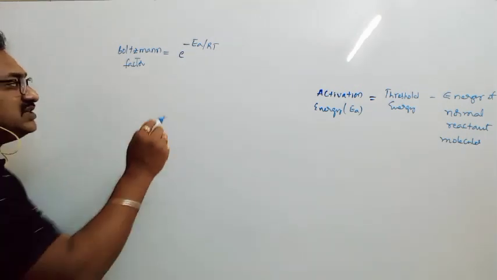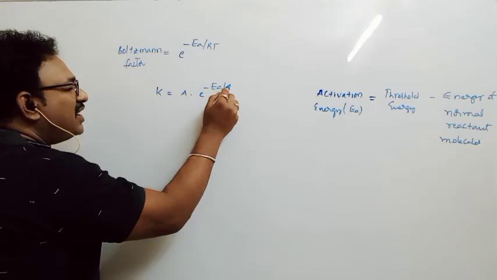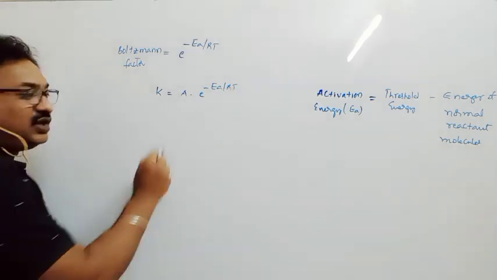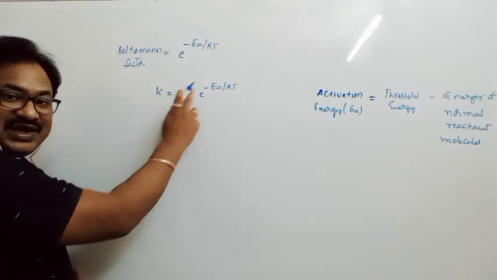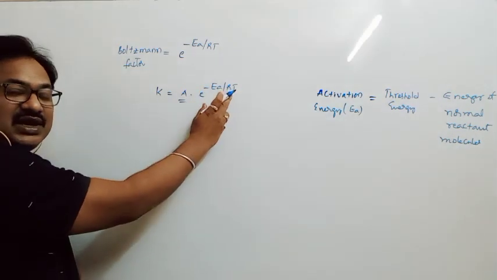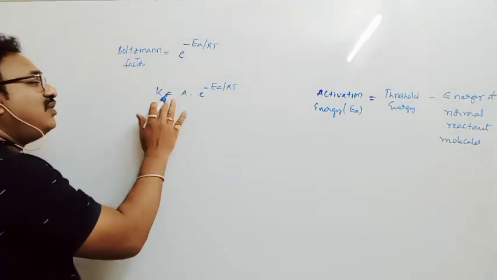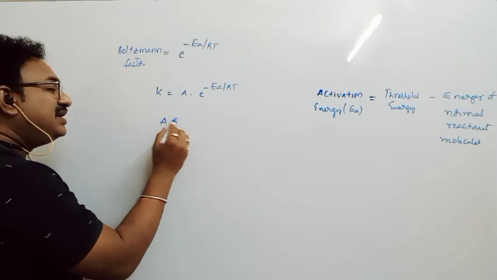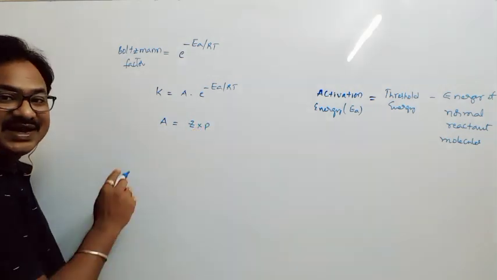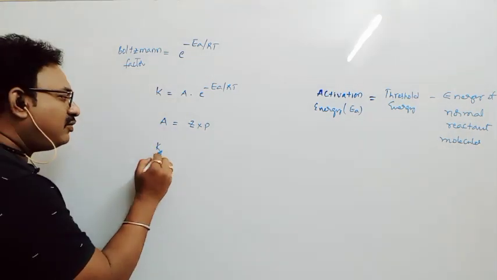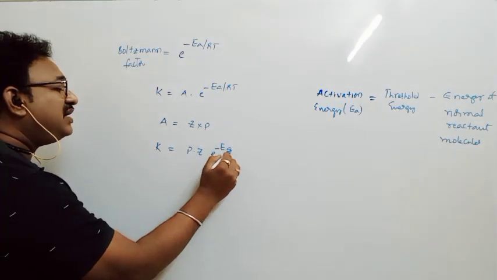So that's why now we are writing k equal to A into exponential power minus Ea by RT, the Arrhenius equation, where A is the Arrhenius factor, k is the rate constant, Ea is activation energy, R is the universal gas constant, and T is absolute temperature. And one more important point, A is considered as the product of Z into P. Therefore, k equal to P into Z exponential power minus Ea by RT.